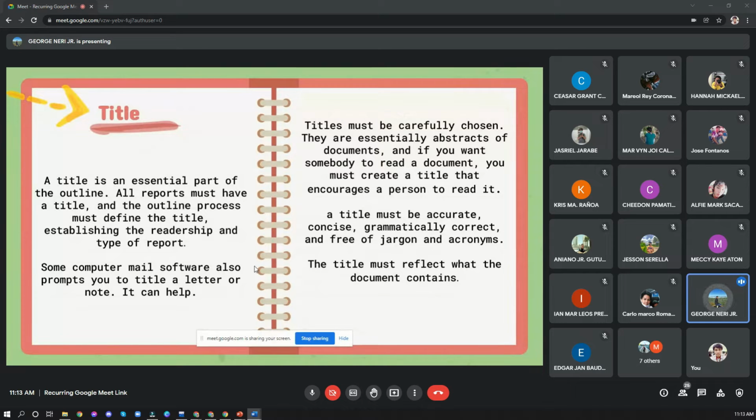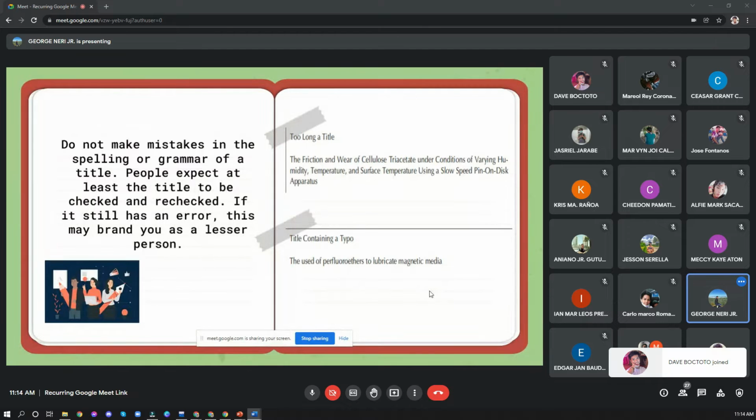Titles must be carefully chosen. They are essentially abstracts of documents, and if you want somebody to read a document, you must create a title that encourages a person to read it. So a title must be accurate, concise, grammatically correct, and free of jargon and acronyms. The title must reflect what the document contains. Do not make mistakes in the spelling or grammar of the title. People expect at least the title to be checked or rechecked.